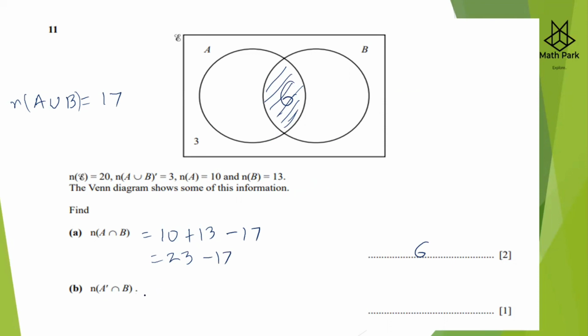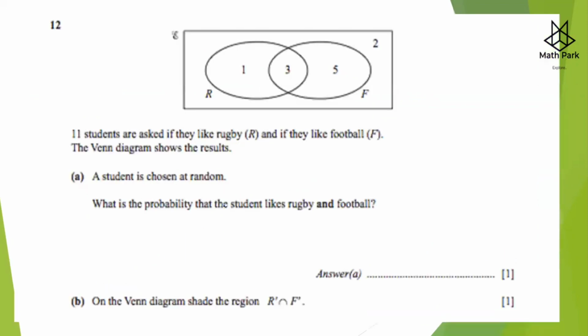Now N of A complement intersection B. Now A complement means what is not in A. So what is not in A? Nothing of A, so that 10 would not be there. Then intersection B. So N of B is 10. So 10 minus 6, this is going to be 4. And this 4 plus 3 gives you 7. That is, N of A complement intersection B is 7 elements. Got it?